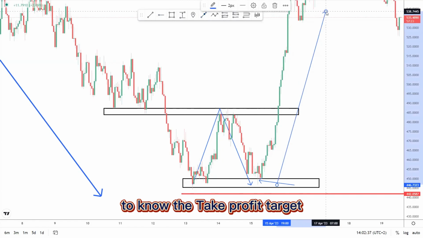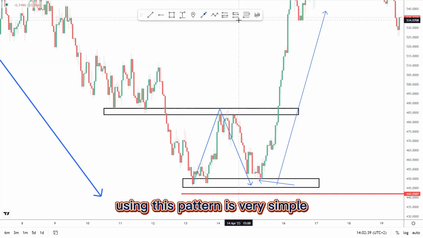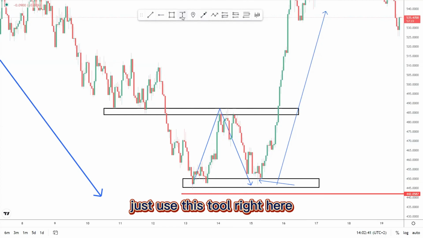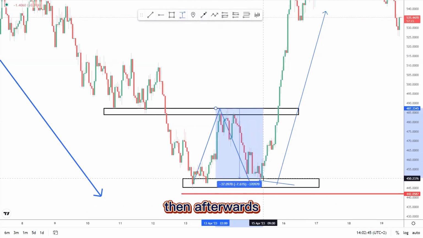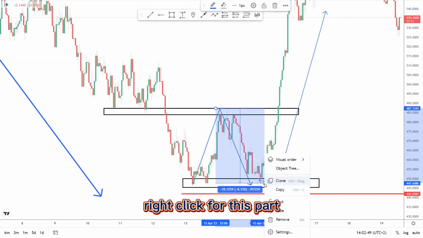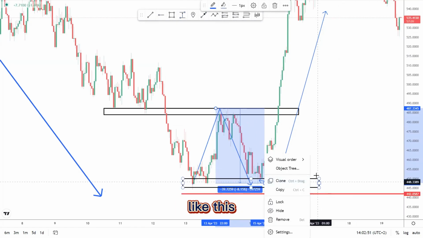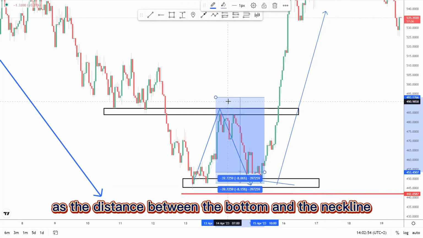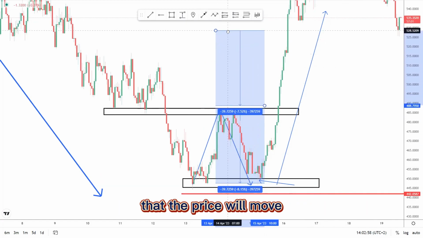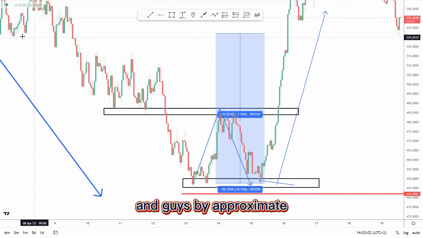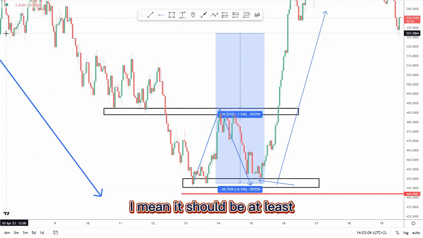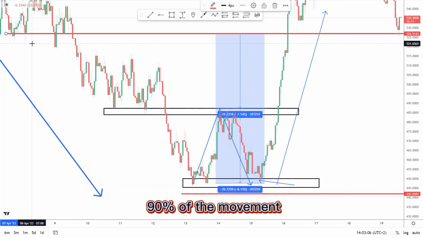To know the take profit target using this pattern is very simple. Just use this tool right here and mark the distance between the bottom and the neckline. Then afterwards, right click for this bar to appear here and clone it like this, as the distance between the bottom and the neckline is the approximate distance that the price will move in that direction. And guys, by approximate I mean it should be at least 90% of the movement.